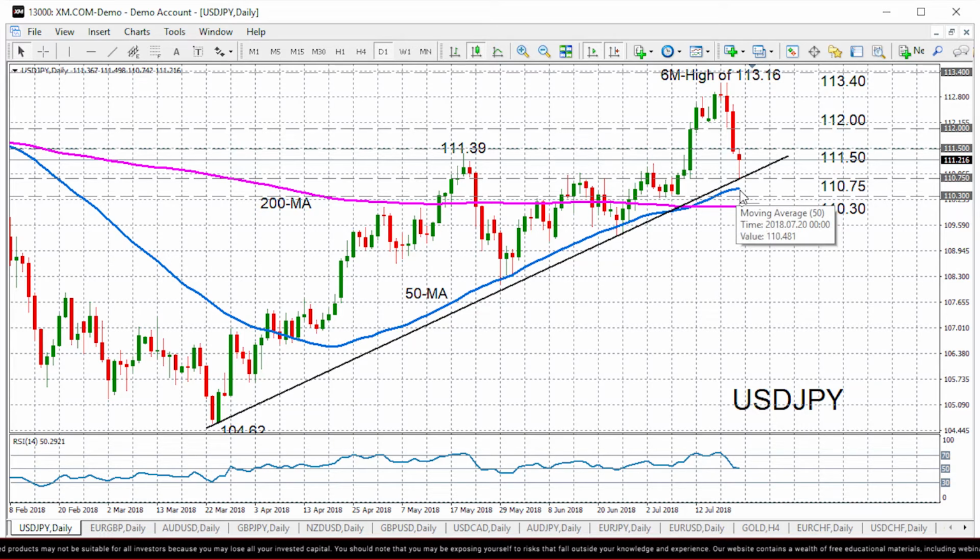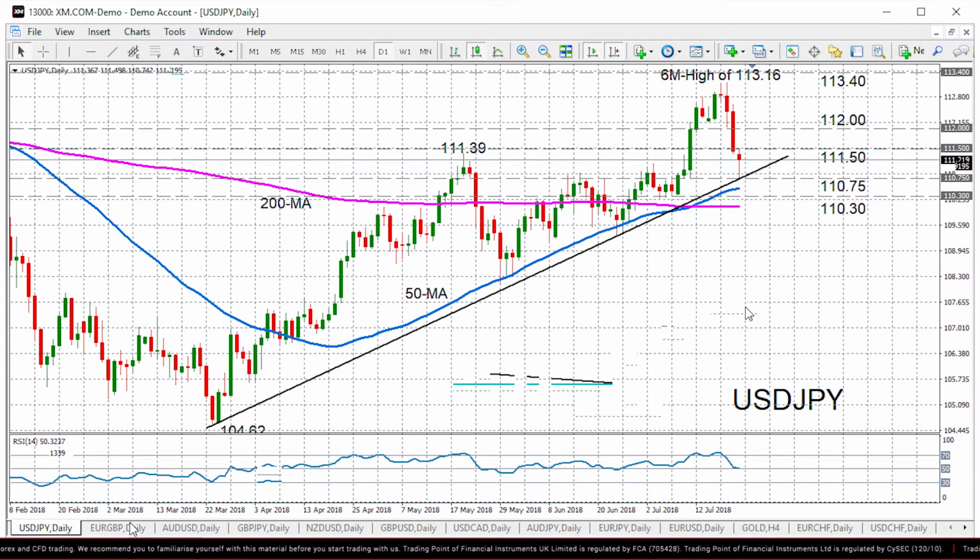the 50-day moving average around 110.50. Below that, we've got another strong support level around 110.30, and then not too far below that, we've got the 200-day moving average, which is currently flatlining around the 110 level. A breach of those support levels could signal a deeper bearish correction.